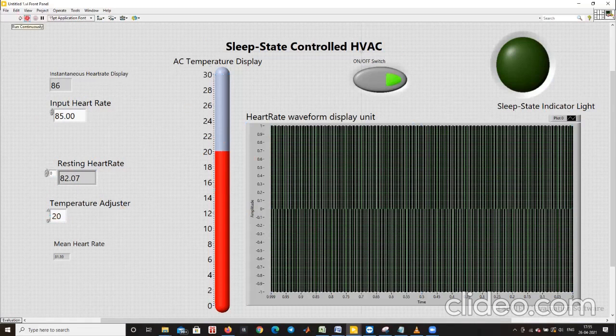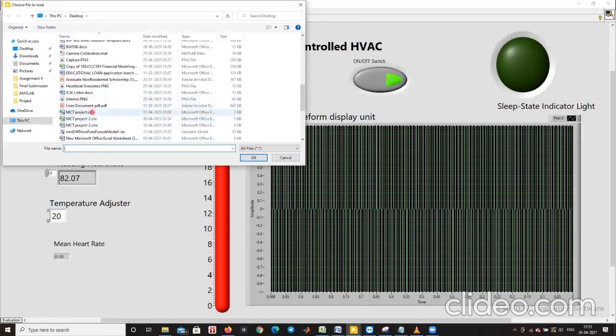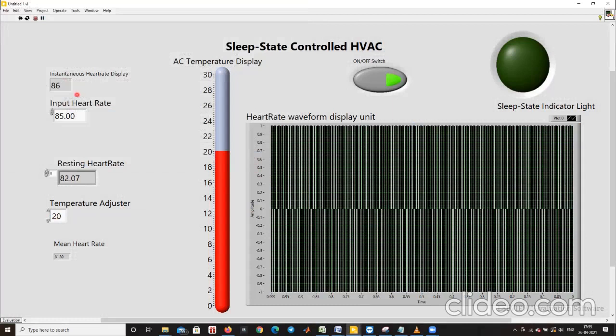Let's look at this in action. I have stored all this data in an Excel sheet. I'm choosing the Excel sheet here, and voila. So since the heart rate is more than the resting heart rate, the system is not in sleep state as indicated here. Now let's change the system to less than 80% of the resting heart rate.